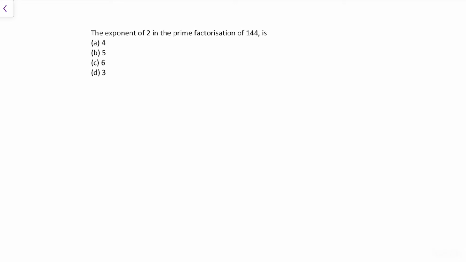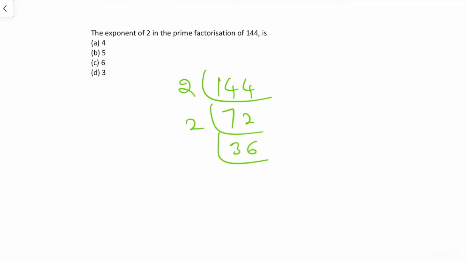Next, the exponent of 2 in the prime factorization of 144. So we need to do prime factorization of 144. 2 7s are 14, 2 2s are 4, 2 36s are 72, 2 18s are 36, 2 9s are 18. Then comes the 3 table, 3 3s are 9.